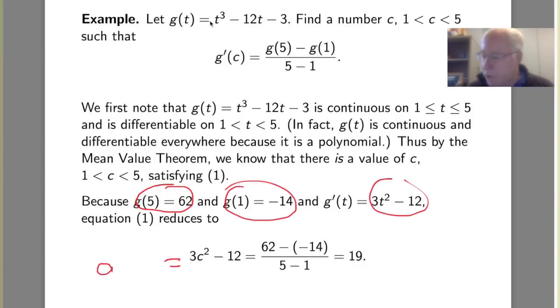is the place where g prime of c is equal to the average rate of change from 1 to 5. So g of 5 minus g of 1, that's 62 minus minus 14, over 5 minus 1, which gives us 19. So our goal is to find the c for which this equation works, and of course we require that c be between 1 and 5.